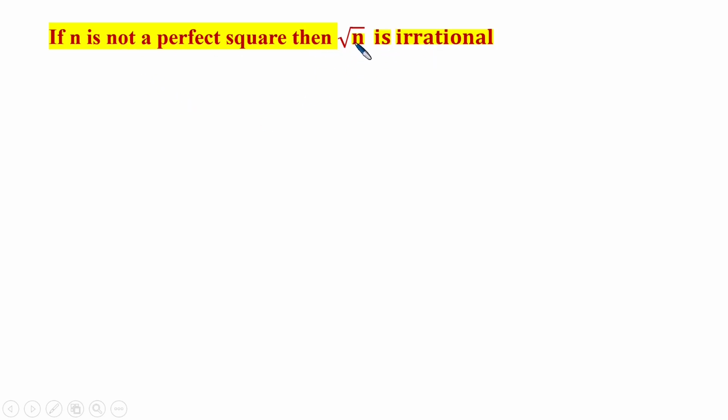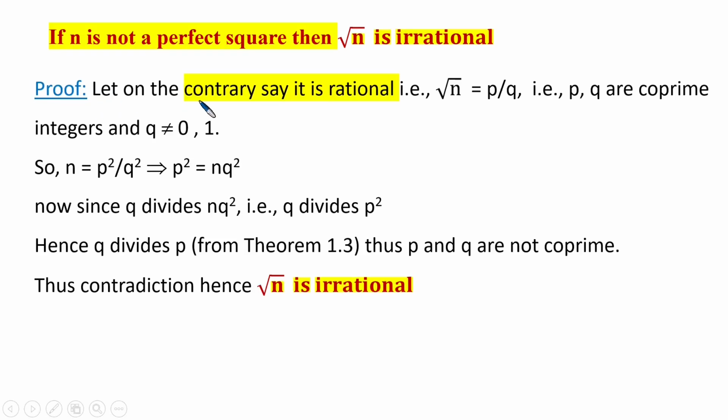The square root of 2 is an irrational number, 3 is irrational, 4 is not. The square root of 9 is not, but the square root of 8 is an irrational number, the square root of 7 is an irrational number. So let us prove this. Let us, on the contrary, say it is rational. This we had discussed in class 9, to prove by contradiction.